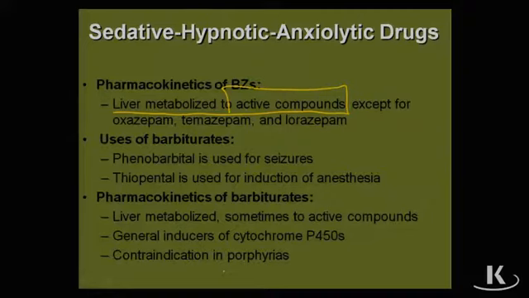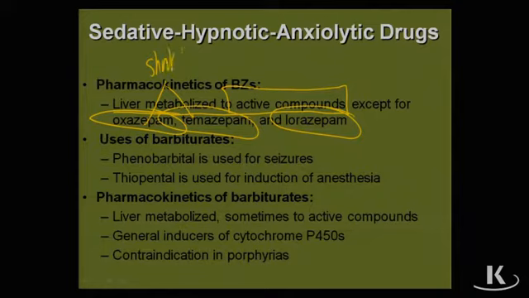Let's go back to our PowerPoint slides a little bit and then have an idea of the half-lives and duration of action of these drugs. Notice that there are 3 benzodiazepines that do not get metabolized significantly to active compounds. They're primarily conjugated and excreted as is. These include oxazepam, temazepam, and lorazepam.